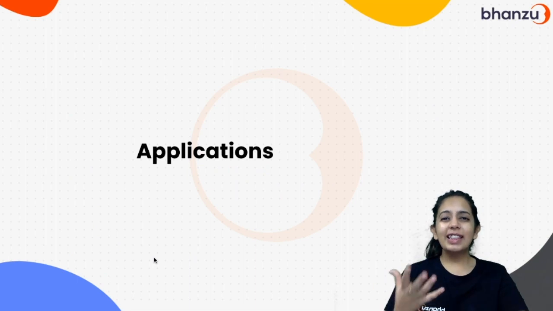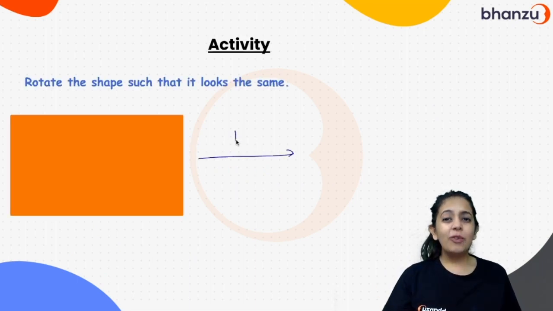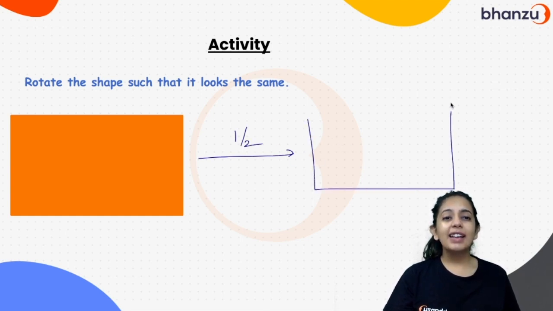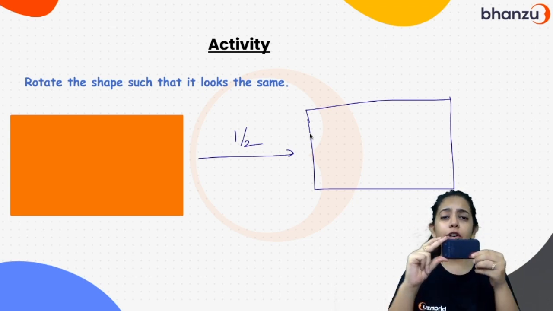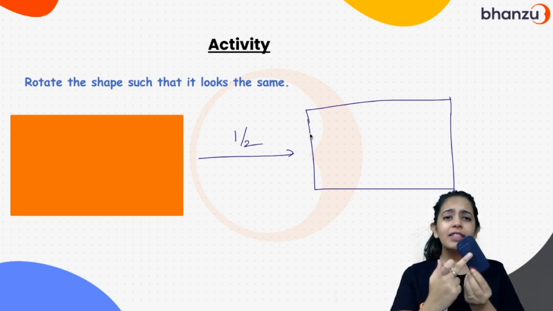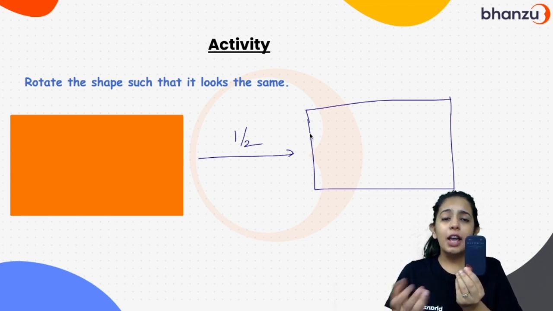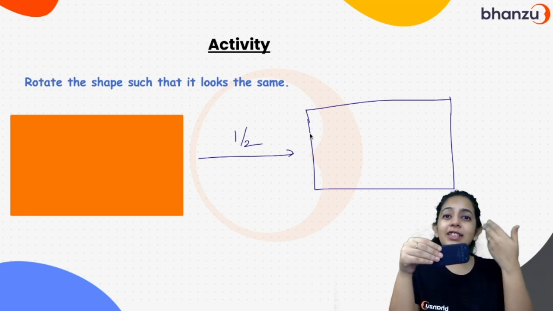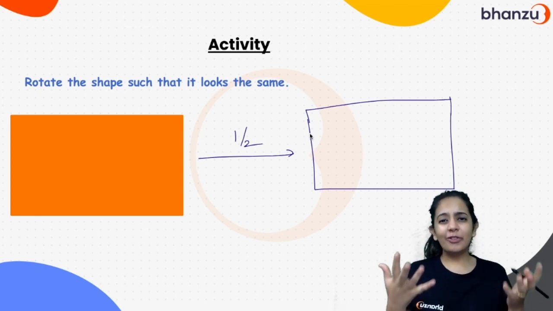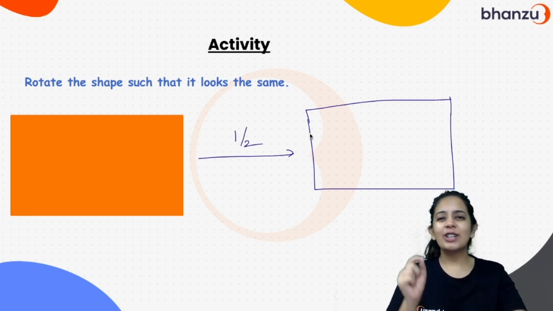Okay, now let's look at the applications of it. The question that I asked you in the beginning: yes, you can rotate it by 1/2. If you rotate it by 1/2, then you will exactly get the figure back. But let's say I have a rectangle over here. If I rotate it by 1/4, then it will look like this, isn't it? It is not the same. The shape has been changed, isn't it? But if I rotate it once again, that is by half, then I get the same shape back again, right? So in the case of a rectangle, only if you rotate it by 1/2 is it going to look the same.